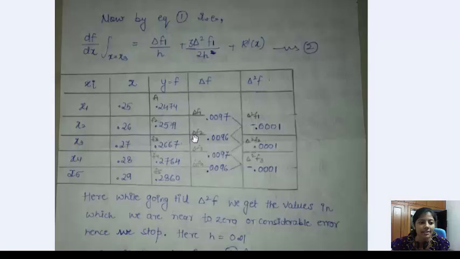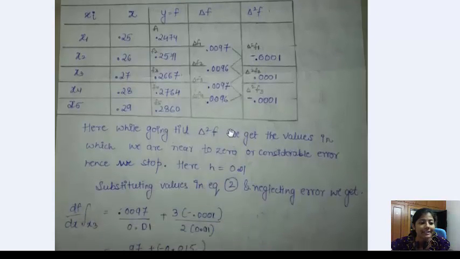So we'll make this table. The forward difference is obtained by f(i+1) minus f(i), that is successive minus the previous one. So we'll subtract 0.2571 from 0.2474. We'll get 0.0097. Subtracting it further, we'll get minus 0.0001. Here while going till del square f, that is the second forward difference, we'll get values nearly equal to 0. So we'll not continue further to find the third forward difference, and we'll stop here.